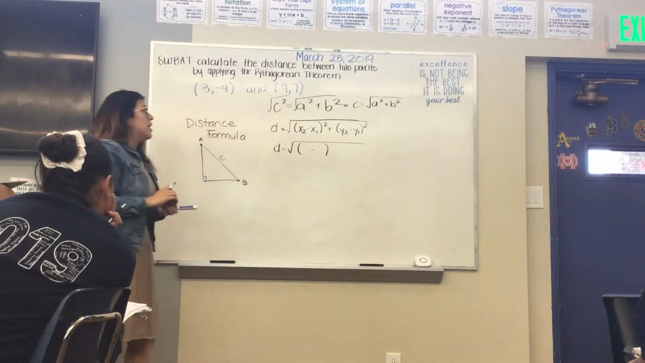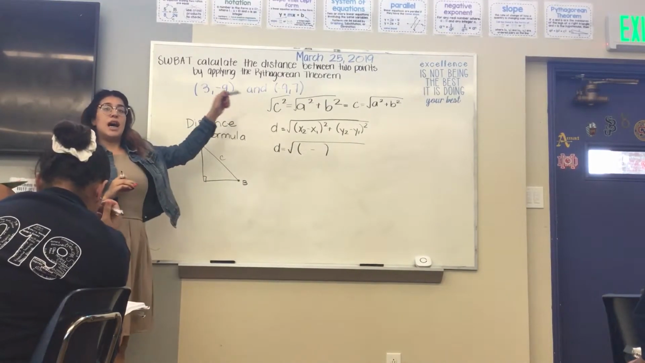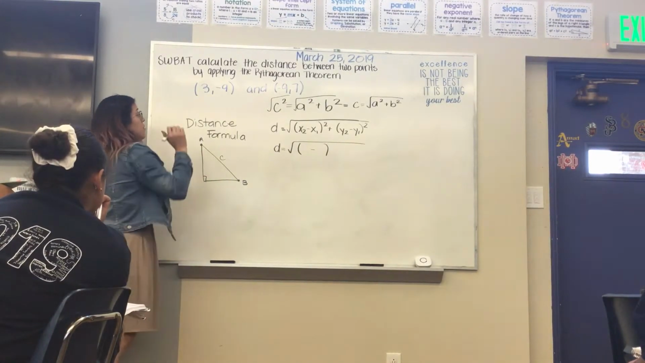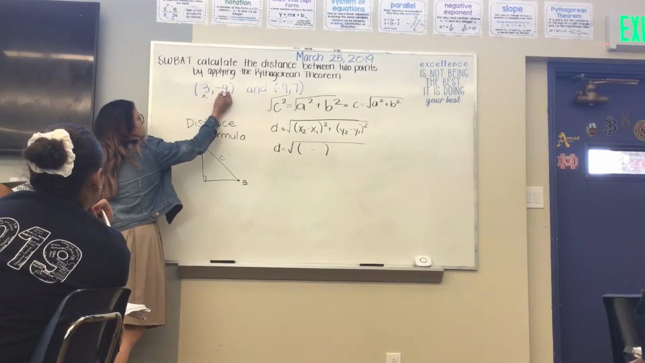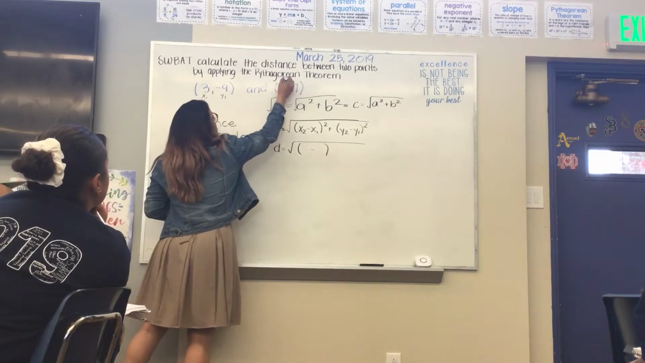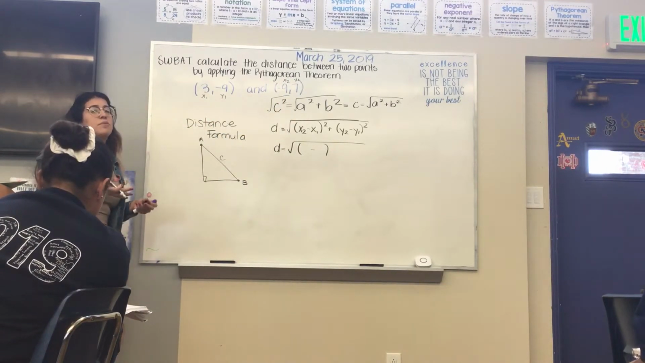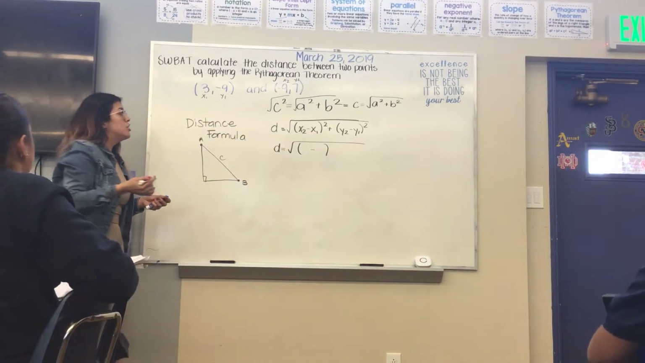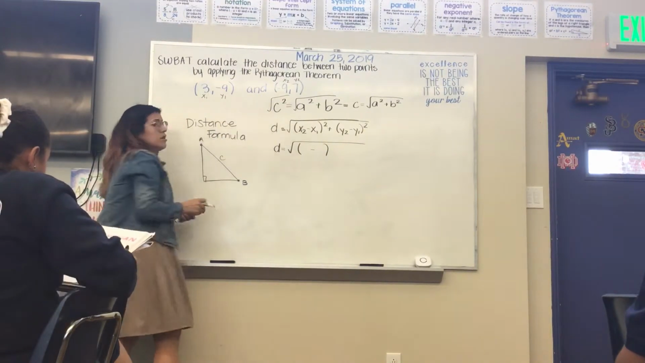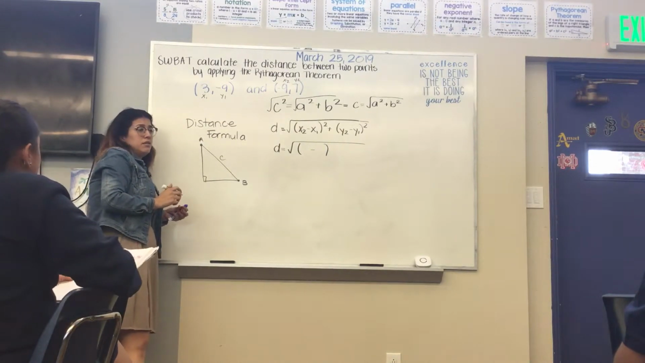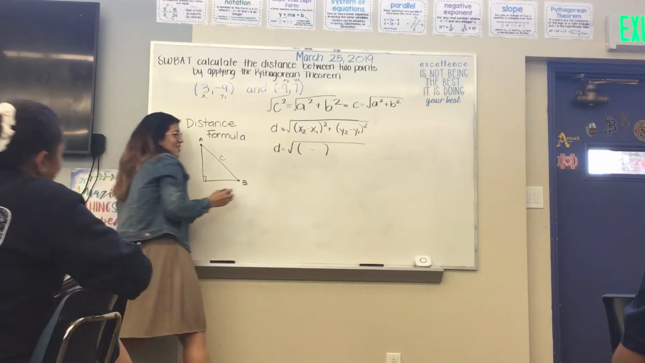well, x2 and x1. Whenever I'm looking at points, I immediately label them. x1, y1, x2, y2. Just so we don't get confused because there's a lot of numbers involved. So what's x2 up here? What is it? -9. Thank you.